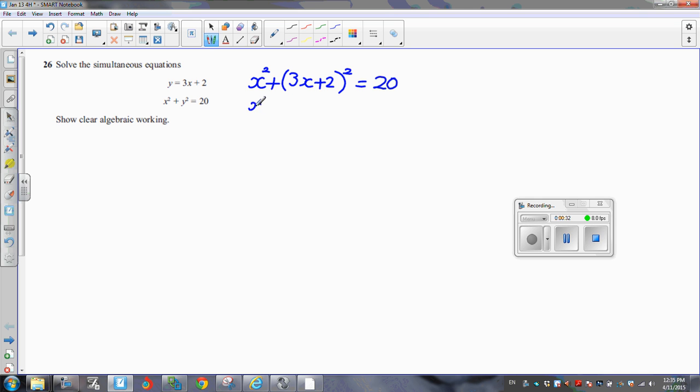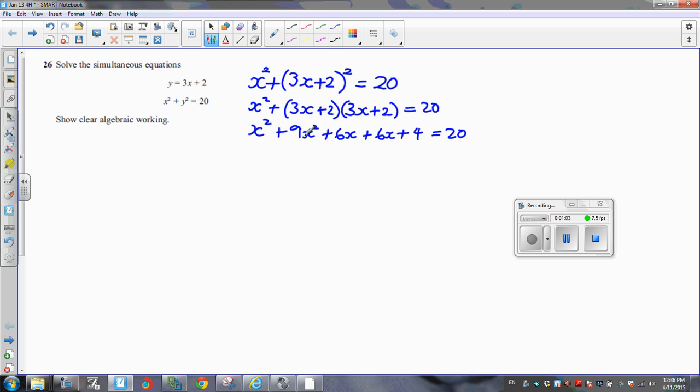Okay, so removing the bracket here, don't forget that when you square a bracket, what it actually means is 3x plus 2 times another 3x plus 2, and that is equal to 20. So now removing the brackets using FOIL, I've got x squared plus, well, 3x times 3x is 9x squared, plus 3x times 2, which is 6x, plus 2 times 3x, which is 6x, plus 2 times 2, which is 4, and that will equal 20.